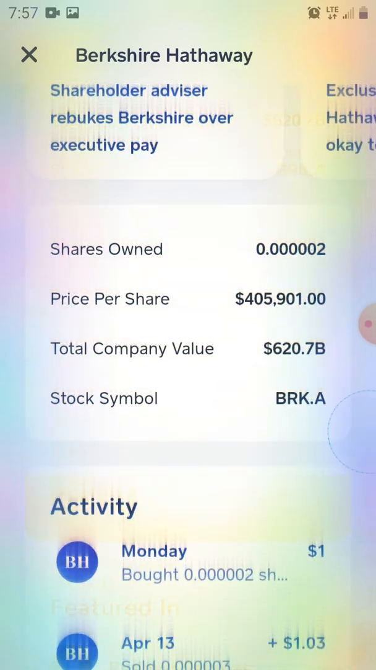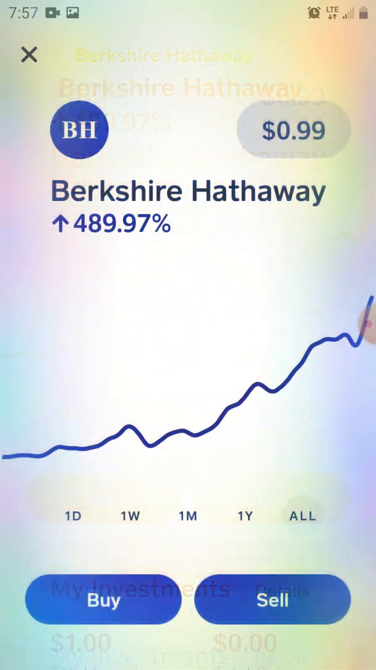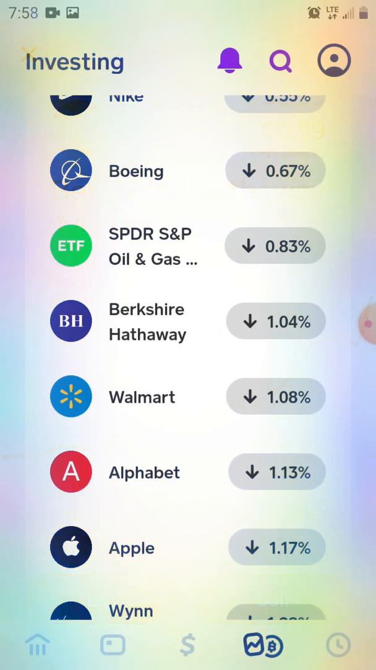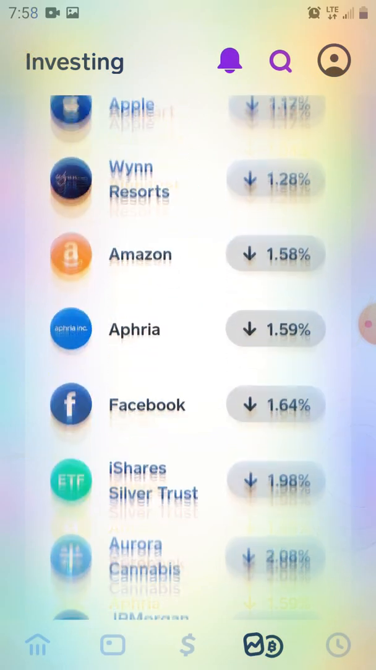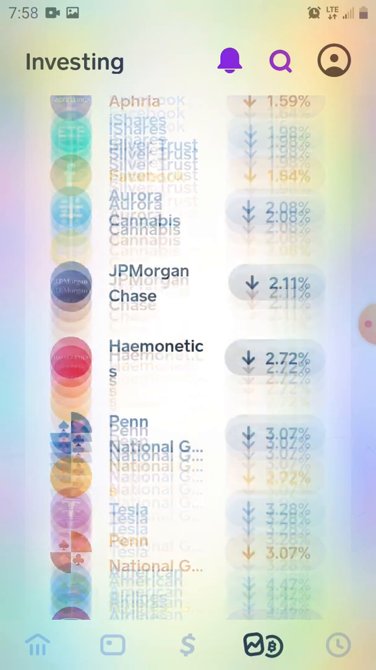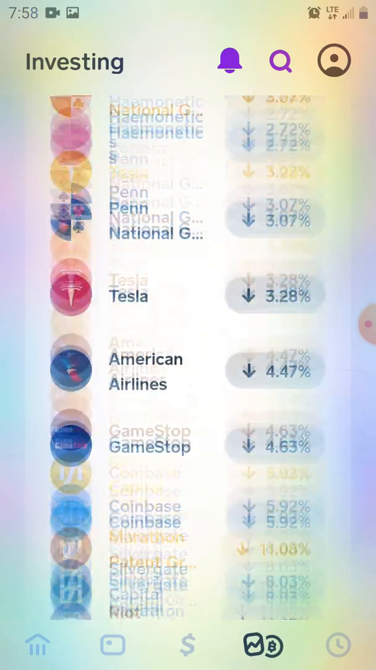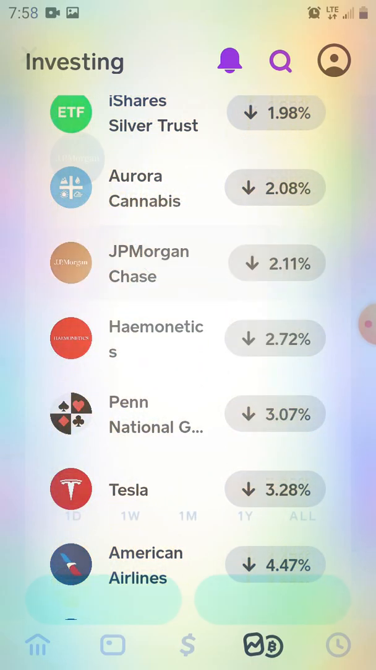So, Warren Buffett, I trust in you. I trust in your company. I think everybody should invest in Berkshire Hathaway if they have the opportunity to. But that's about all I got for you today.